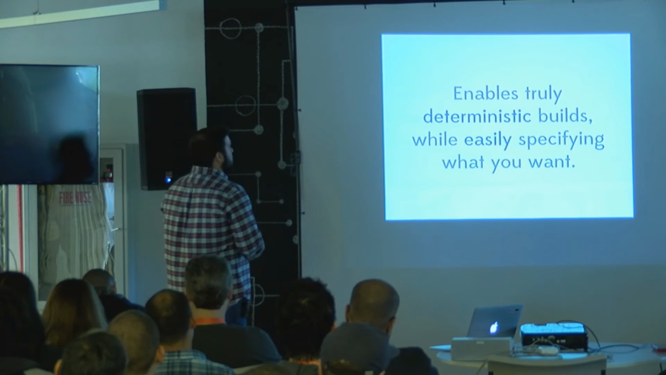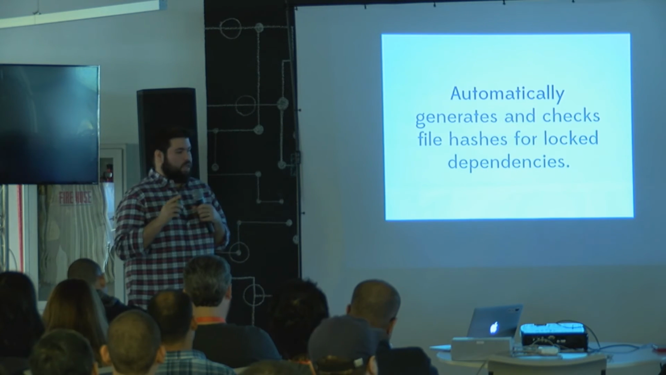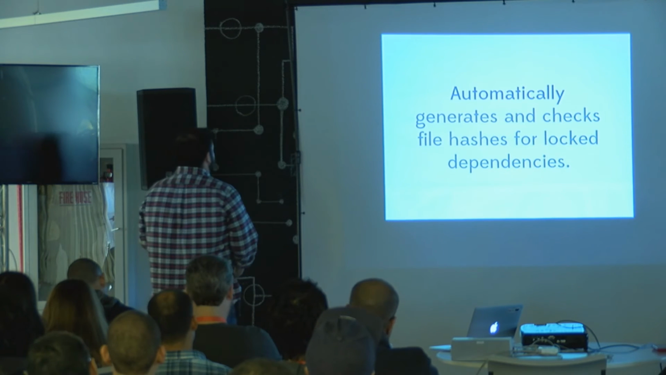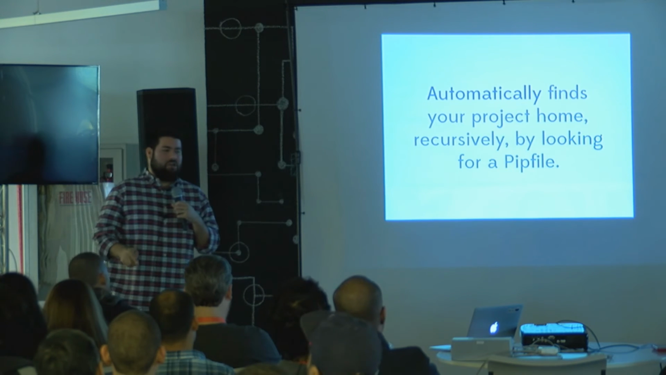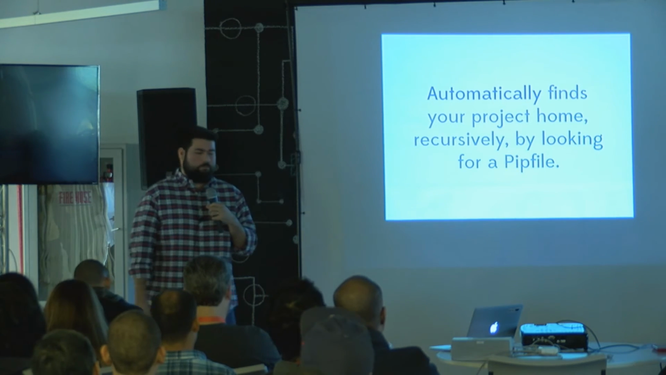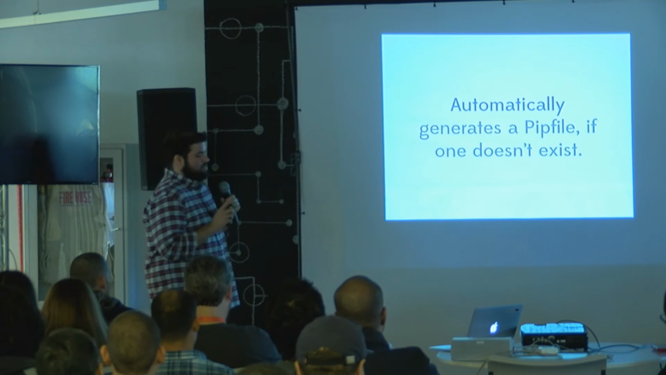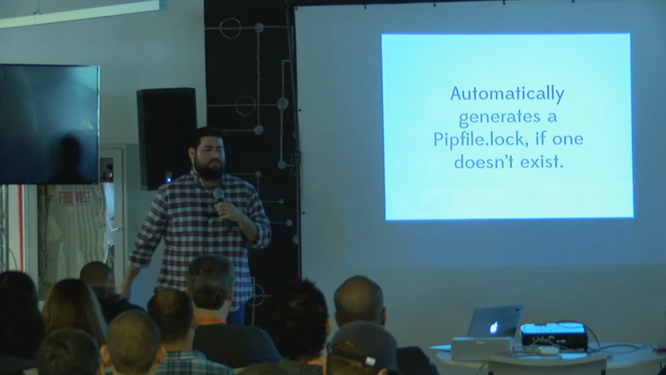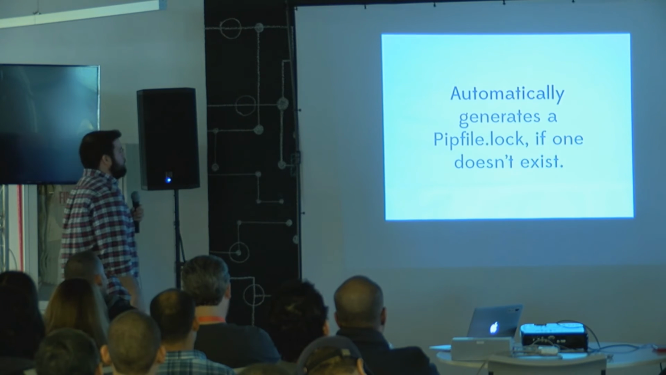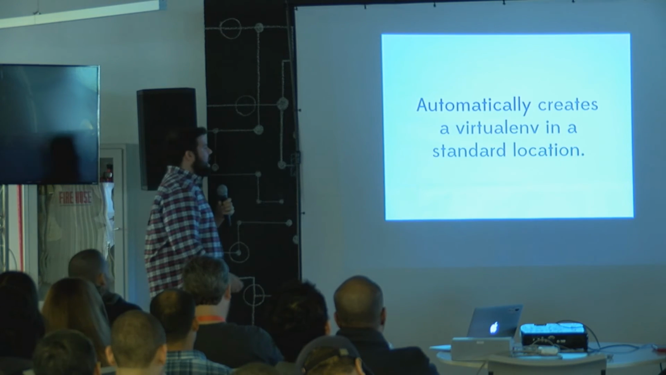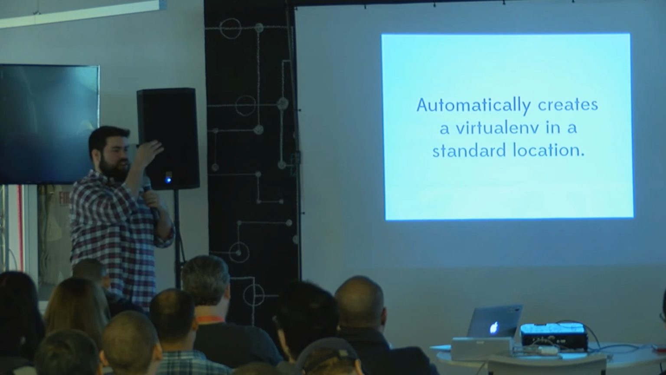It enables truly deterministic builds while easily specifying what you want. It automatically generates and checks file hashes for locked dependencies. It automatically finds your project home recursively by looking for a Pipfile. It automatically generates a Pipfile if one doesn't exist. It automatically generates a Pipfile.lock if it doesn't exist. And it automatically creates a virtualenv in a standard location, kind of similar to what we're doing with the .venv.